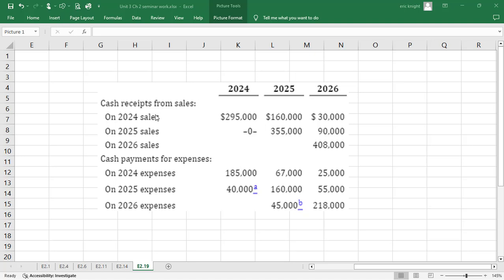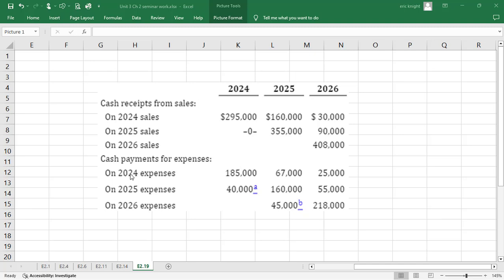We have this kind of funny looking chart here. And it shows you the sales. So all of our 2024 sales, right? So these are the sales for 2024. However, the cash from the sales weren't received in 2024. Some of the cash was received in 2025. Some of the cash was received in 2026.